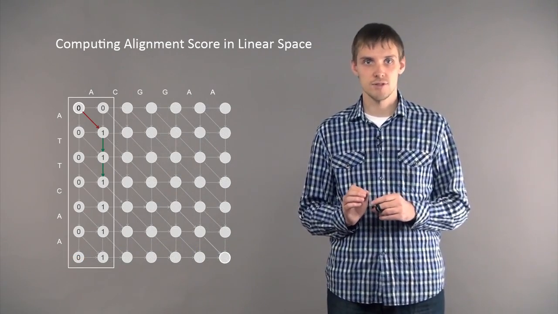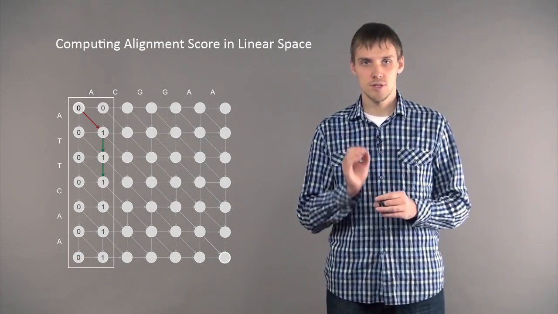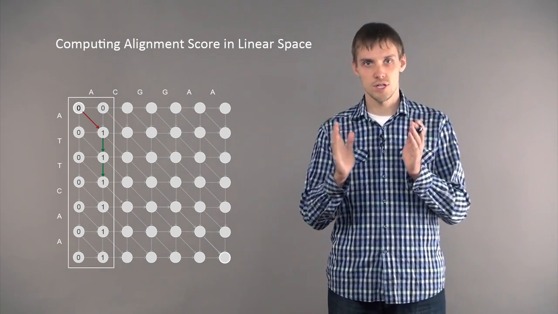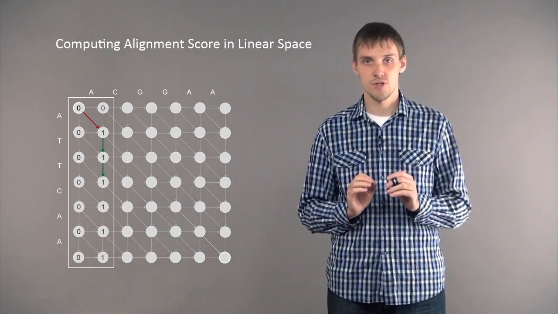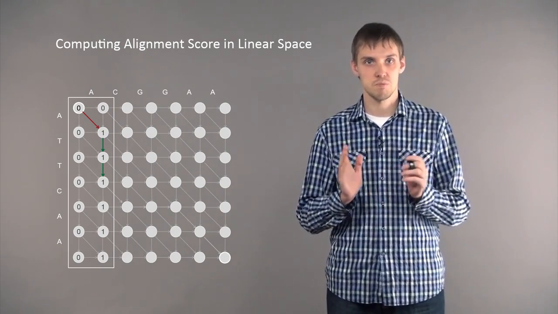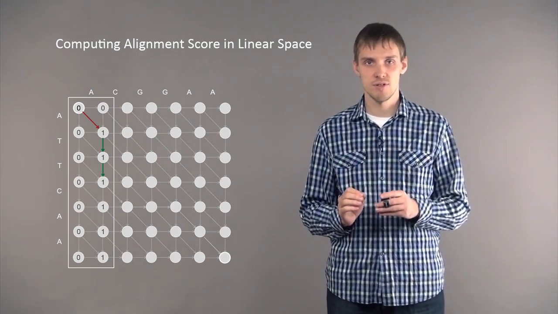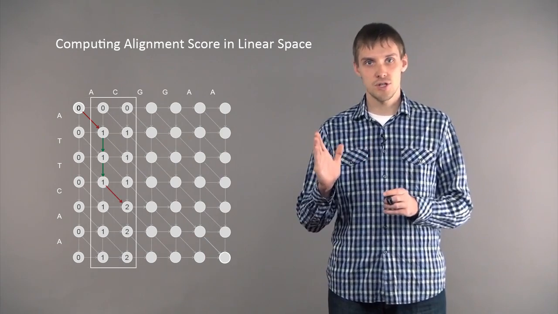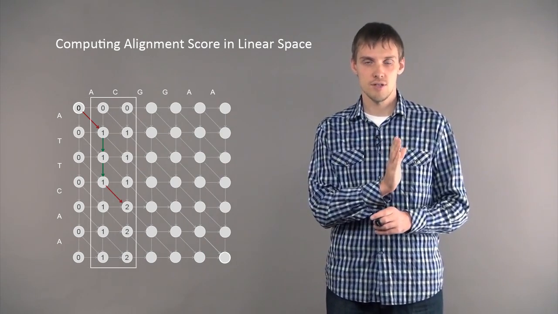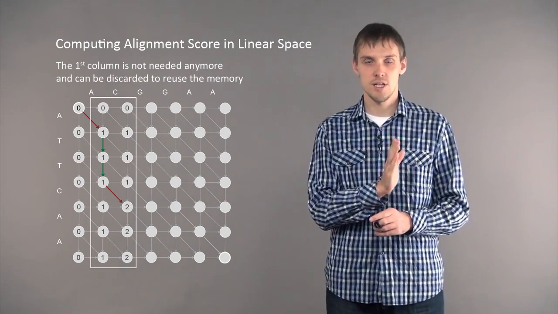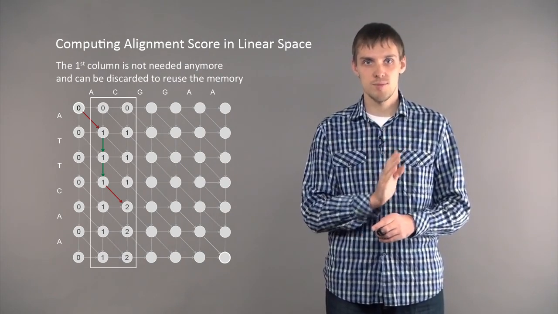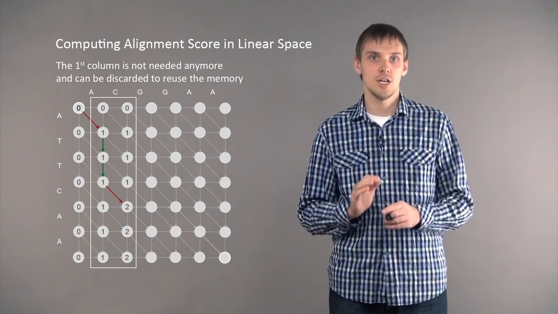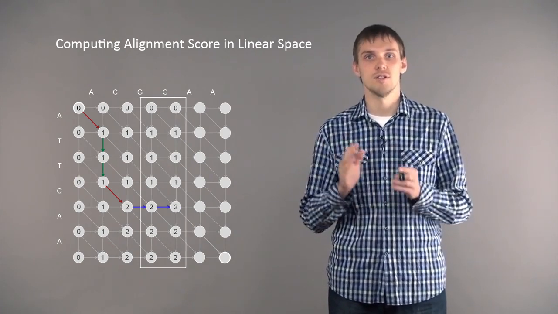Let's take a look at our Manhattan grid. We have the first column, and we know all values in the first column. After that, we can compute all scores in the second column using the first column values only. That's the same as we previously discussed when describing the alignment algorithm. But for the third column, we don't need to know the values of the first column, and we can simply forget them and reuse this memory, because for the third column we can use only scores from the second column, and so on and so on.